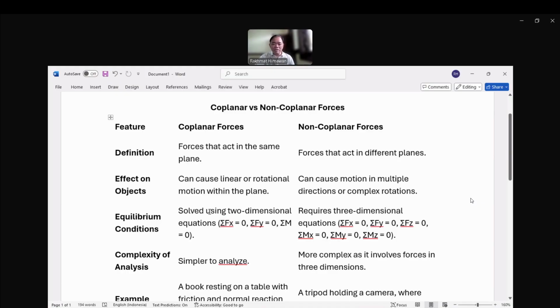And based on coplanar, what's the difference? It's just adding an additional axis. X, Y, and now we have Z.